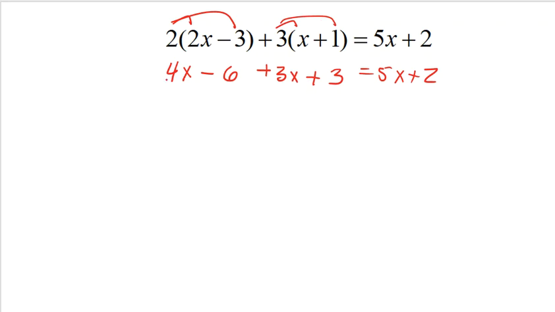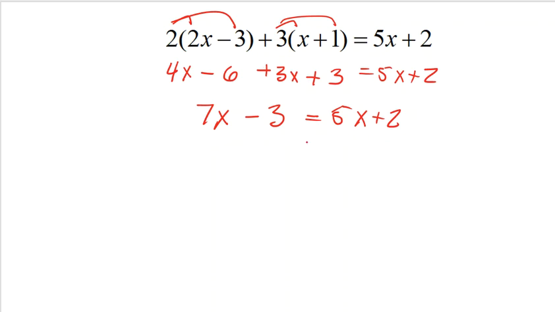All right, let's combine like terms here. A 4x and a 3x is a 7x. Negative 6 plus 3 is negative 3 equals 5x plus 2. And yeah, you guys are smart. I'm not going to show all my work. Ooh, let me show you the combining. I just do it in my head. You guys are smart. Come on.